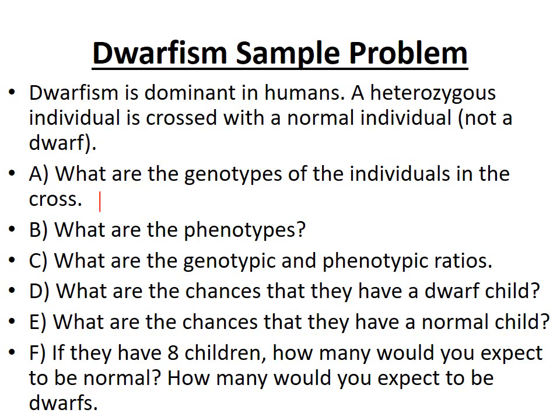Well, let's just say we have big D, little d for the heterozygous individual. The other individual is not a dwarf. We know dwarfism is dominant, so if you're not a dwarf, you have the recessive alleles. So the heterozygous individual, they're asking for the phenotypes, big D, little d. That individual, since there's a dominant allele, we know that individual is a dwarf. And then the normal individual, well, that's the little d, not dwarf.